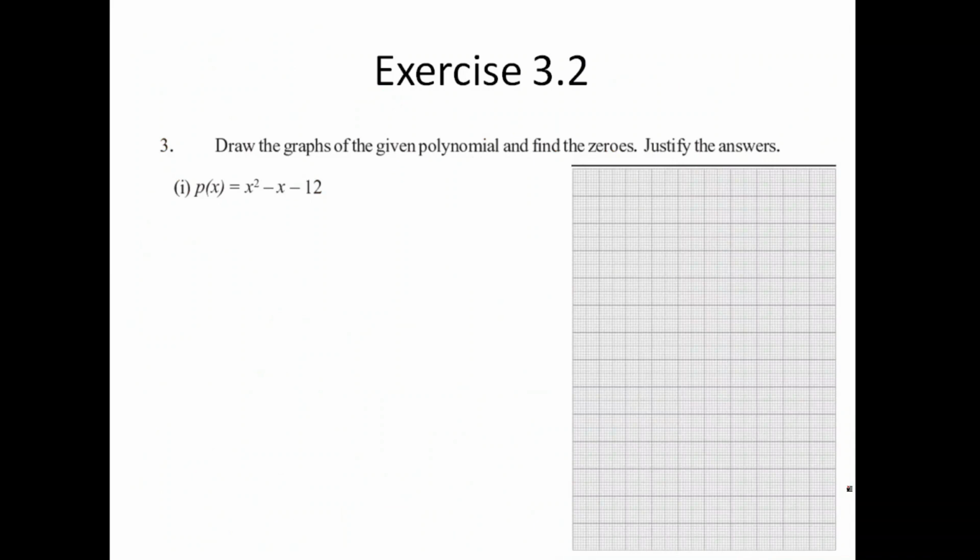Okay, if you read the next question here, he is asking us to draw the graph of the polynomial and find the zeros, and justify the answers. First of all, what is the justification required? The justification is the root of the equation, isn't it? So I'm taking out this equation over here. How can I get the roots of this equation?